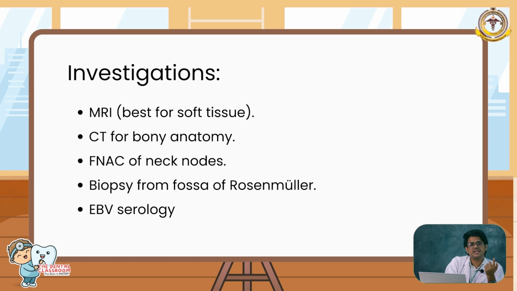Coming to the investigation part, MRI is the investigation of choice for all the soft tissue tumors. CT neck, head, FNAC, biopsy. We already discussed the importance of fossa of Rosenmuller. Then flexible or rigid nasoendoscope and biopsy, serological investigation for Epstein-Barr virus associated antigen markers: immunoglobulin A viral capsid antigen antibody and early antigen antibody.